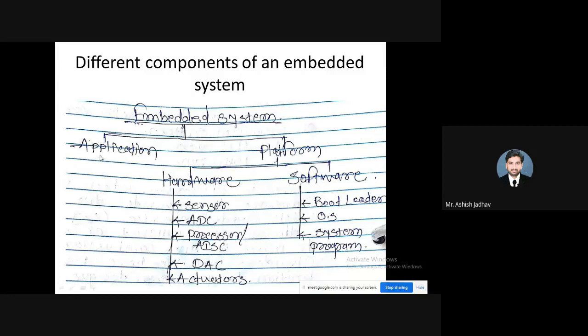In that, hardware may consist of sensor, ADC, then processor or controller, then DAC and actuators. You know the working of all those very well. Software is divided into three groups. One is bootloader, then operating system, then system programs. Bootloader will initialize the hardware. Operating system will allow you to interact with the hardware, and system program will provide different resources to the application.